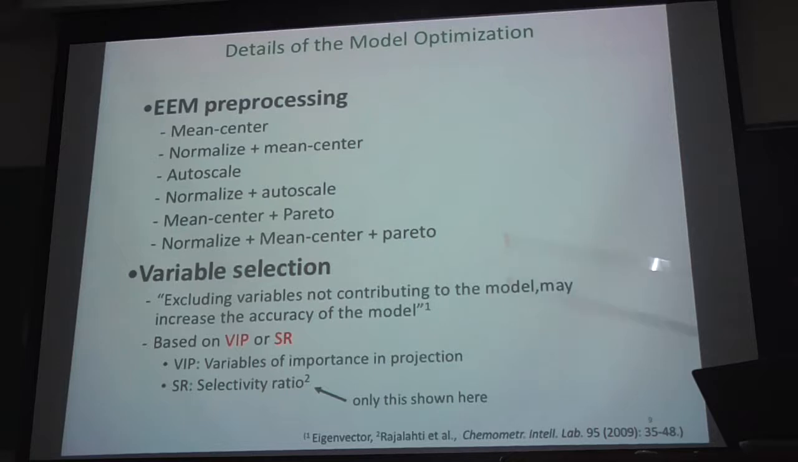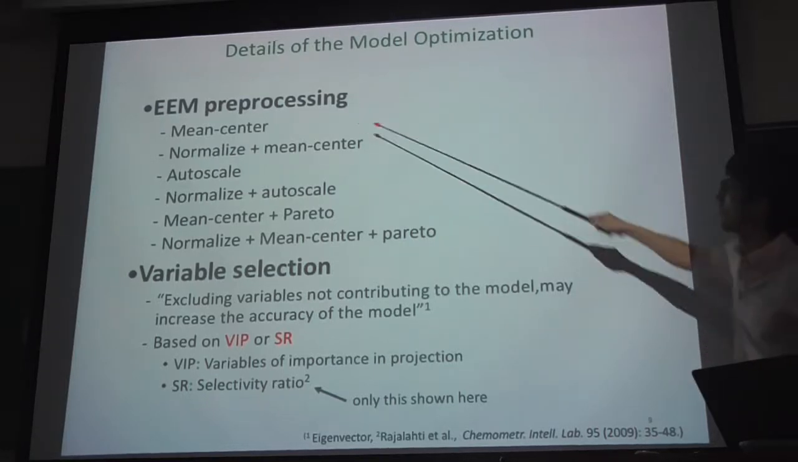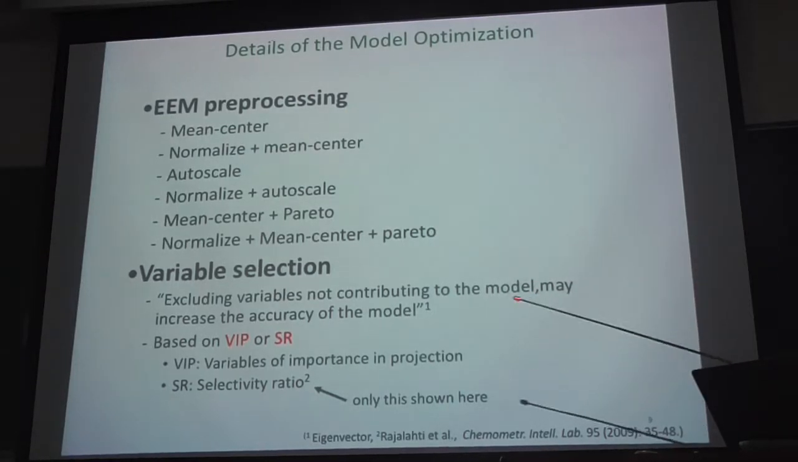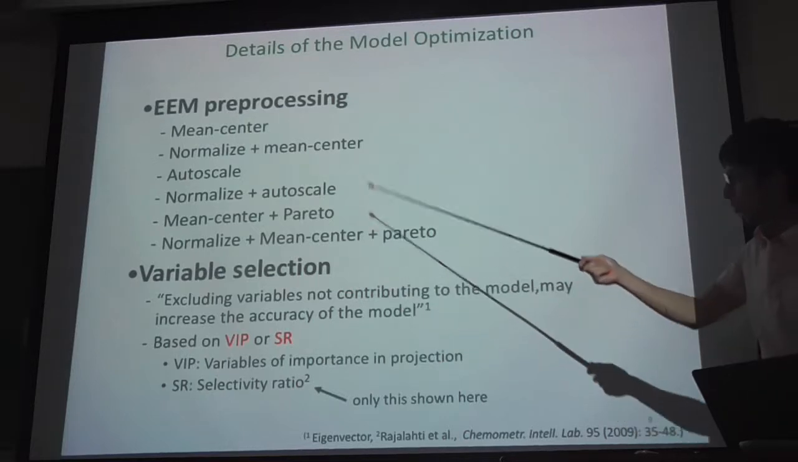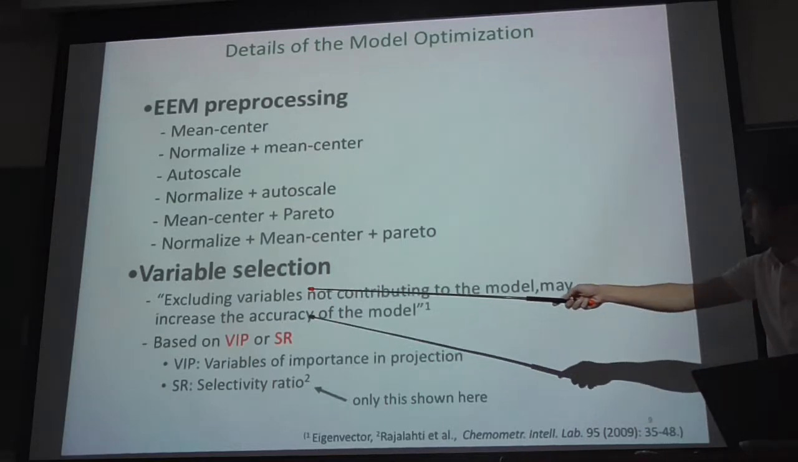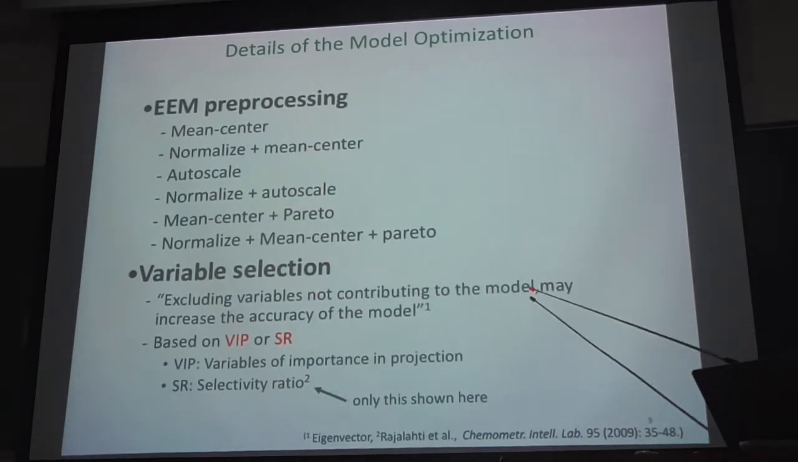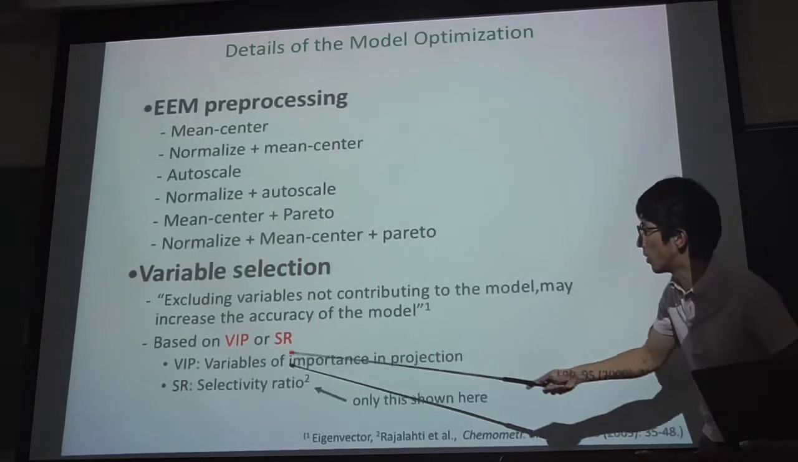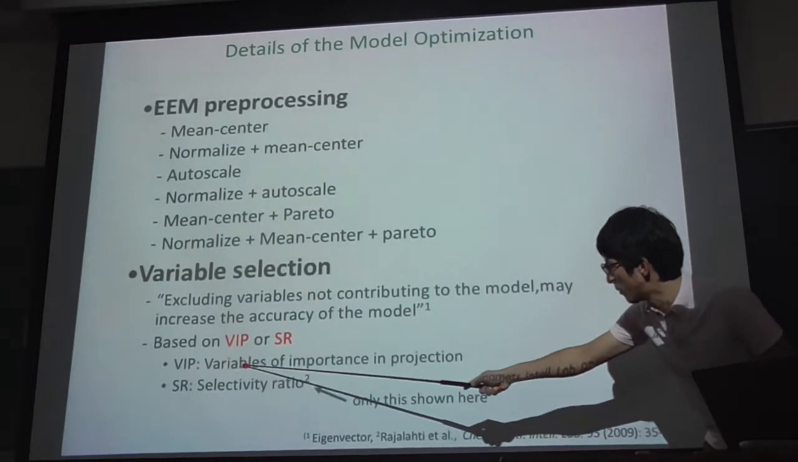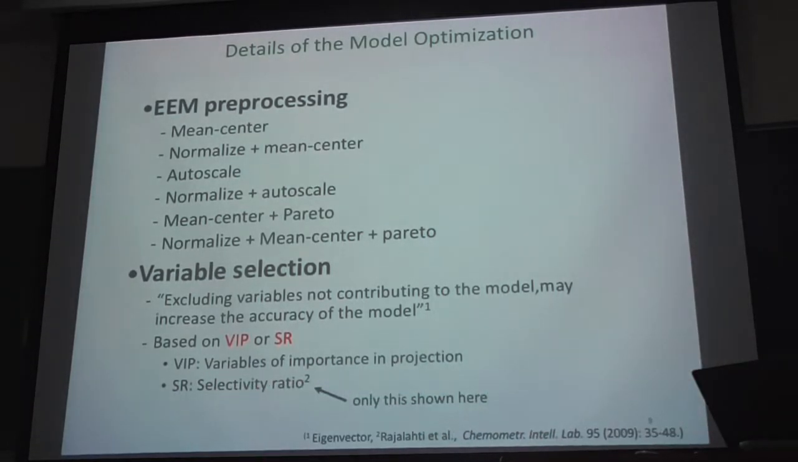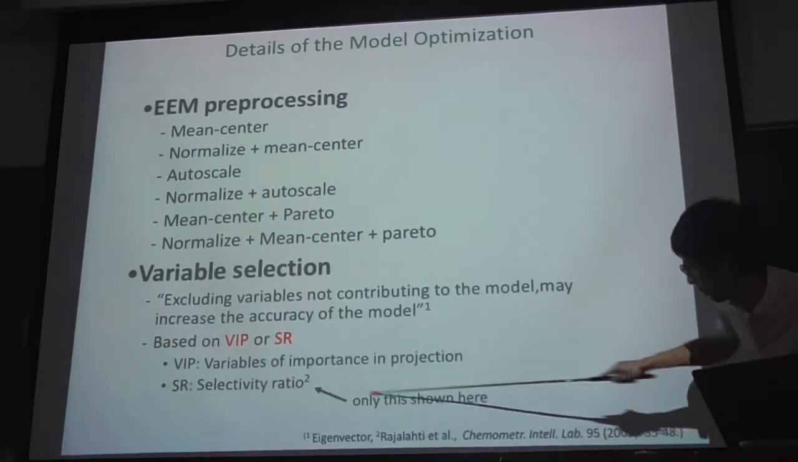So these are the details of the model optimization. We use these kinds of preprocessing, and we also try to select variables, because it is said that excluding variables not contributing to the model may increase the accuracy of the model. And we use the criteria of VIP or SR. VIP is variable importance in projection, and SR is selectivity ratio. And in this slide, I show only this.